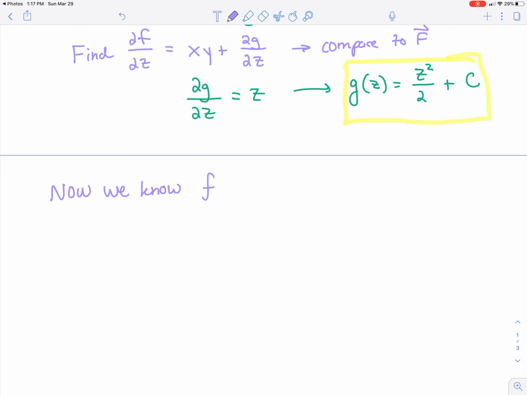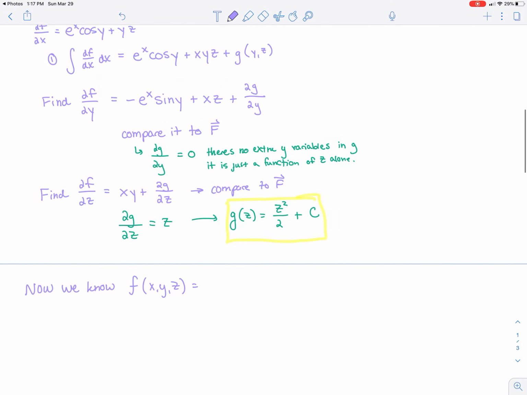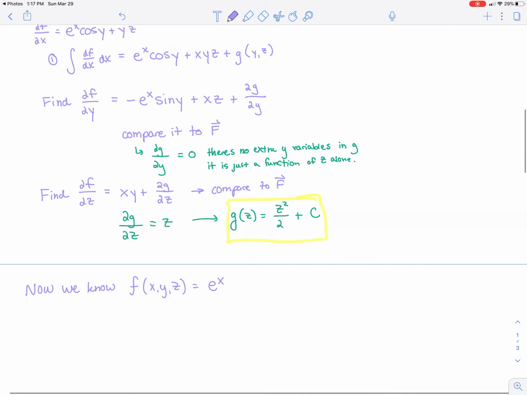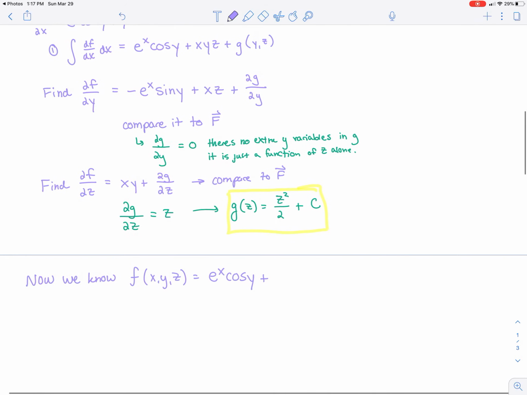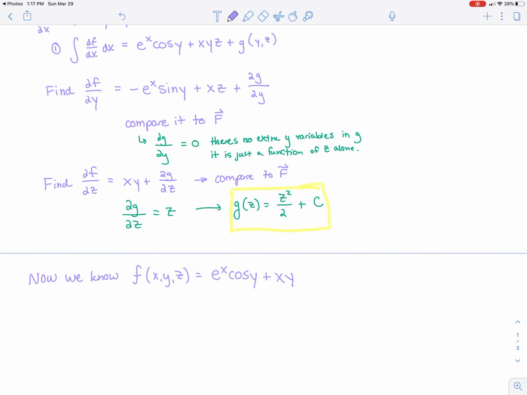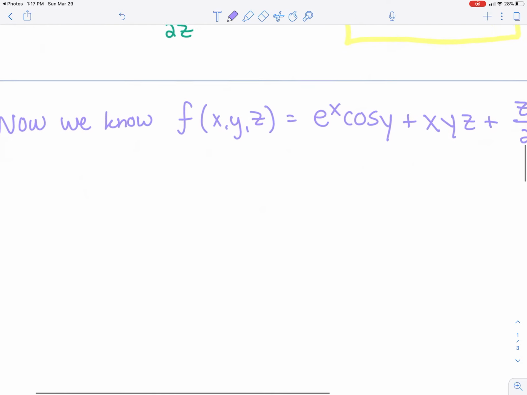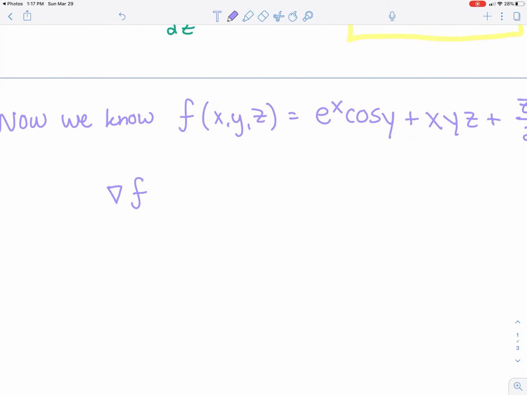So now we know that f as a function of 3 variables is equal to, we'll start up here, what we got at the very beginning: e to the x cosine y plus xyz, plus our constant of integration that we found at the end, which is z squared over 2 plus a constant c. There's our potential function. And we know that the gradient of this is going to be equal to our initial vector field.